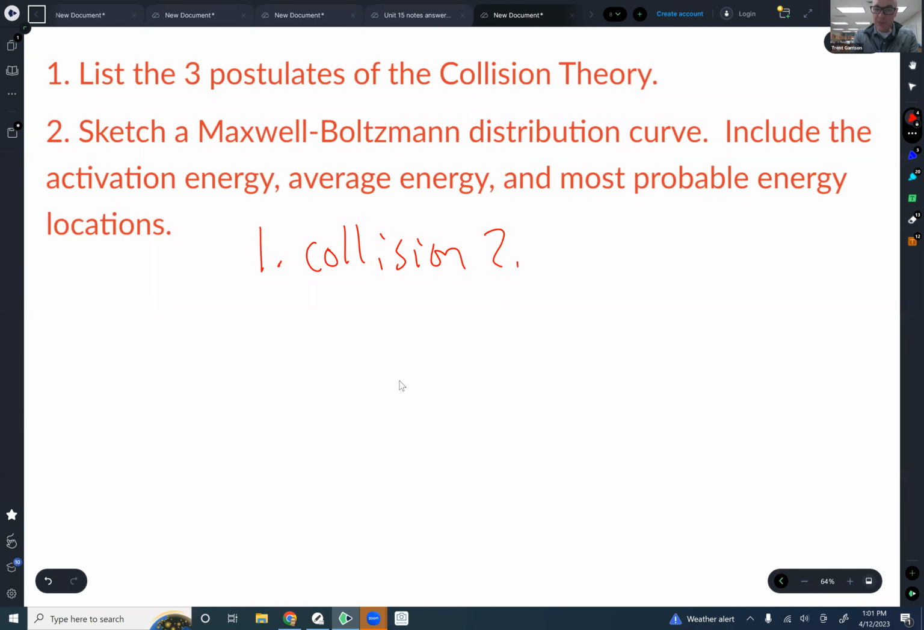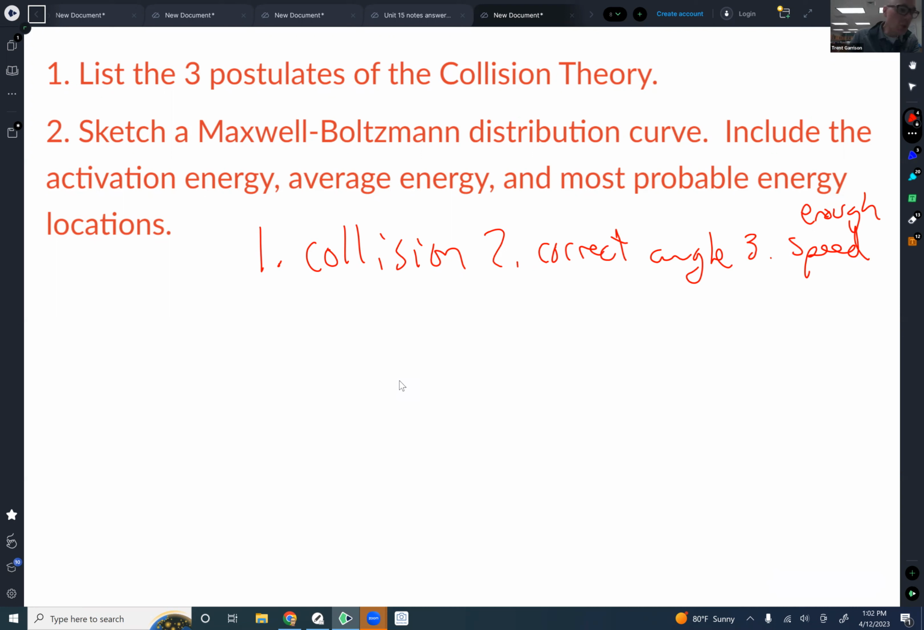Two, if they hit one another, they must have the correct angle, and they must have enough speed. If you're going too fast, you'll bounce off of it. If you hit it on the wrong side, you won't cause a reaction. So you have to hit it in the right place with enough speed, and then you can cause a reaction to occur.